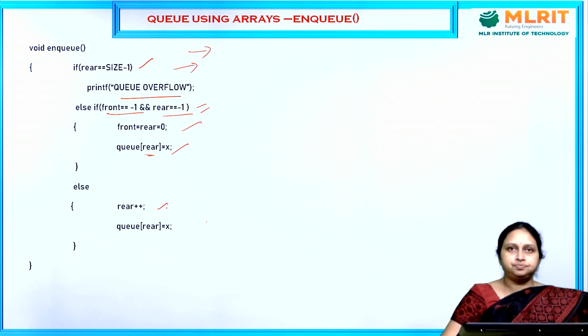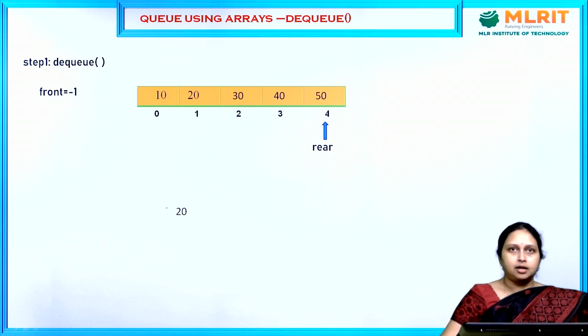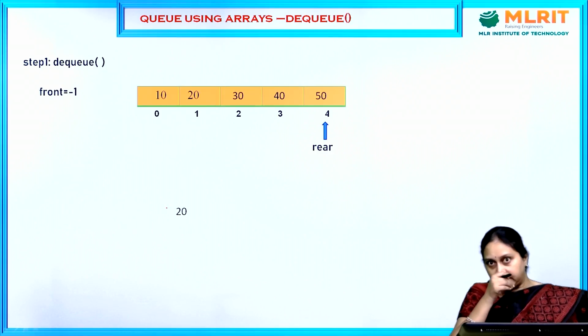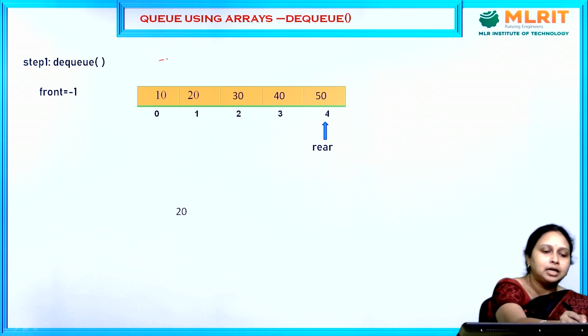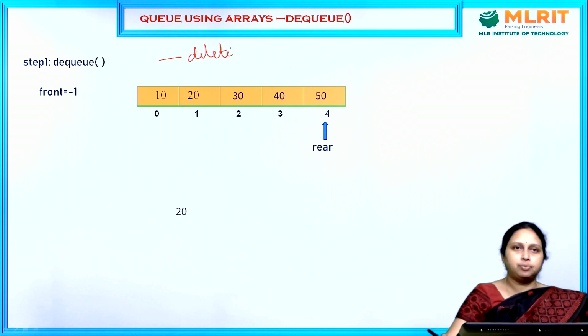This is about enqueue. Next, we are going to perform the dequeue operation. When you do the dequeue operation, we delete elements from the queue. Deletion is performed from the front end. Let us see.